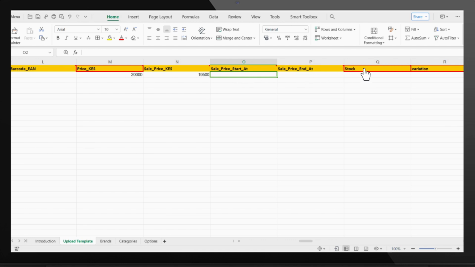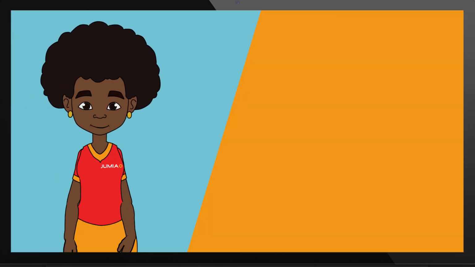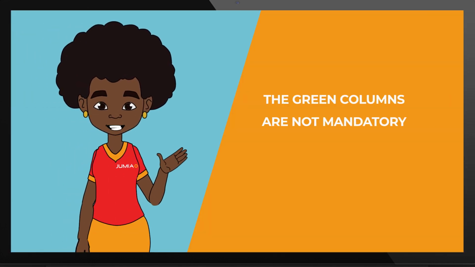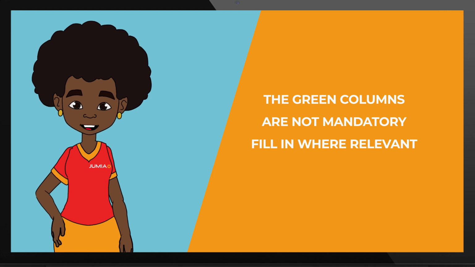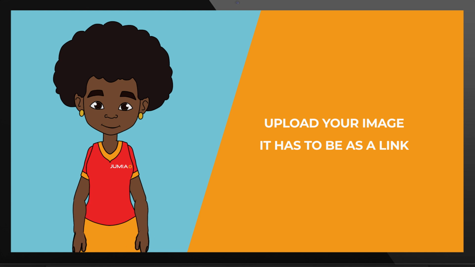Fill in the stock. This is the quantity of your product. Fill in the variation depending on the sizes of your product. Note, the green columns are not mandatory, but fill in where relevant with your product. Upload your image. It has to be as a link.